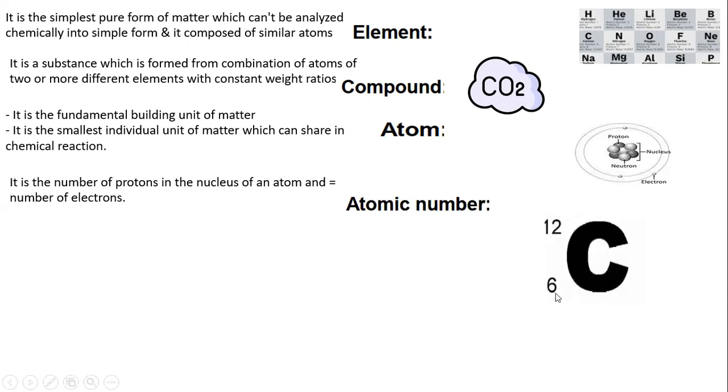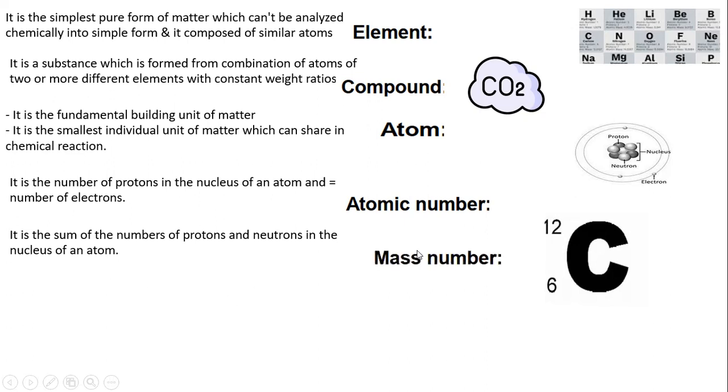So the small number, please. I have two numbers here, one small, one large. So the small number is always the atomic number. What about the large number? It is the sum of the numbers of what? Protons and neutrons. That's why it is the large number. What is this? Mass number. So mass number is the number of what? Protons and neutrons, while atomic number is the number of protons only. That's why the mass number is larger than the atomic number.